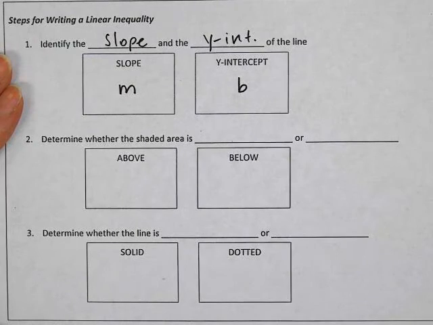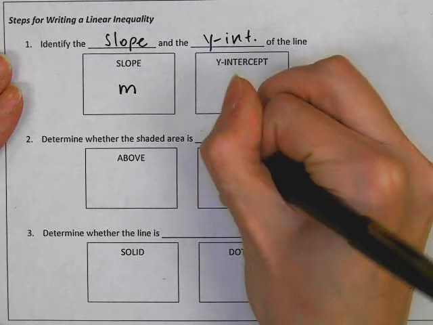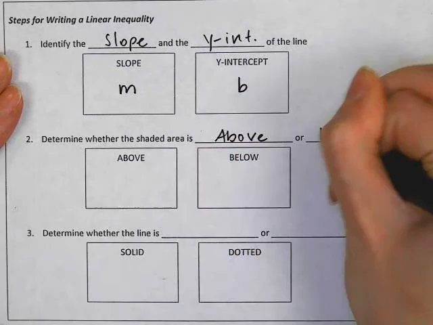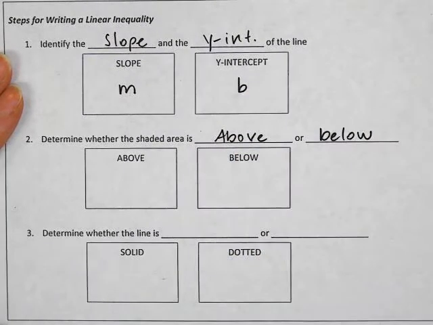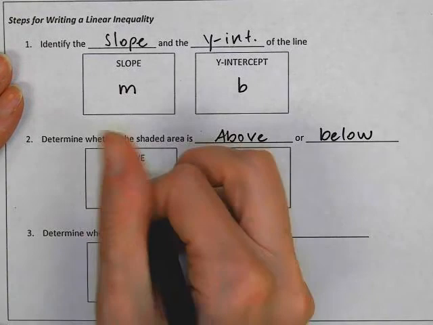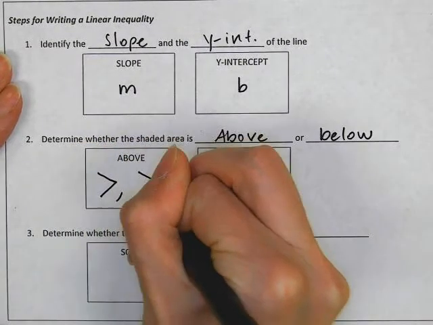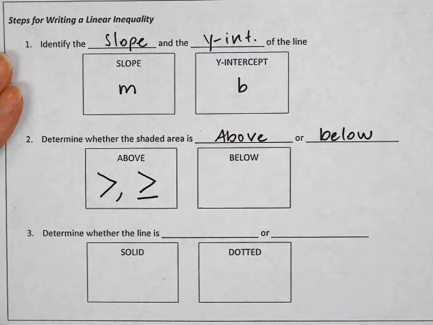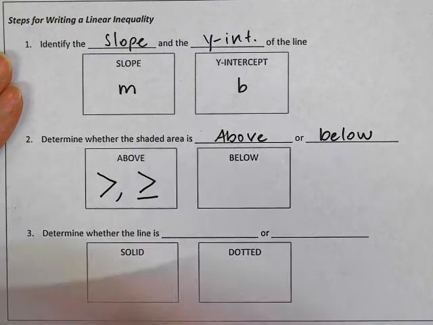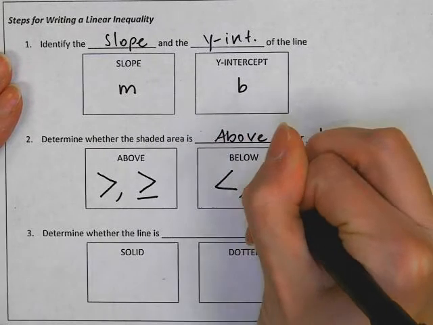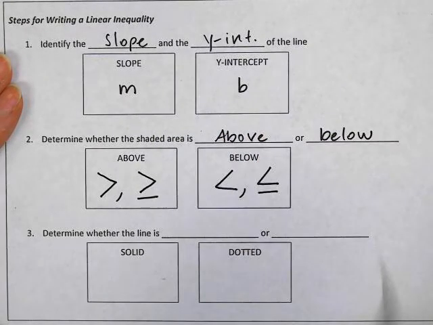Next, you have to decide whether the shaded area is above or below the line. Okay, now if it's shaded above, then your symbol is going to be either greater than or equal to. We don't know yet. And if the picture is shaded below, then your inequality is going to be less than or equal to.